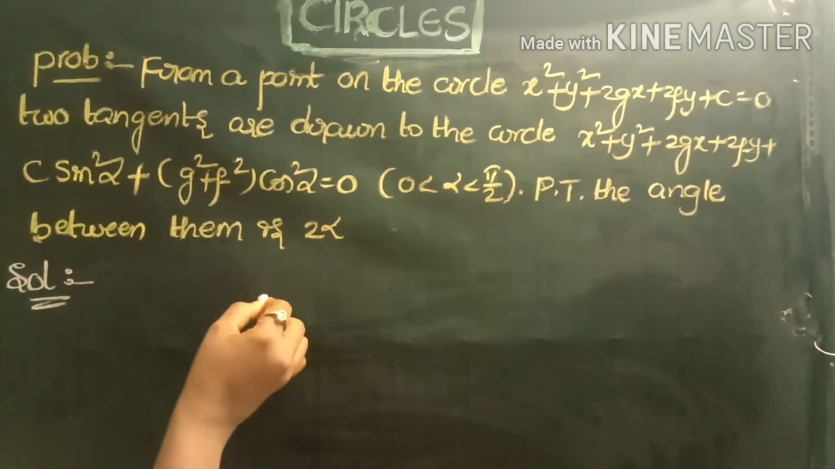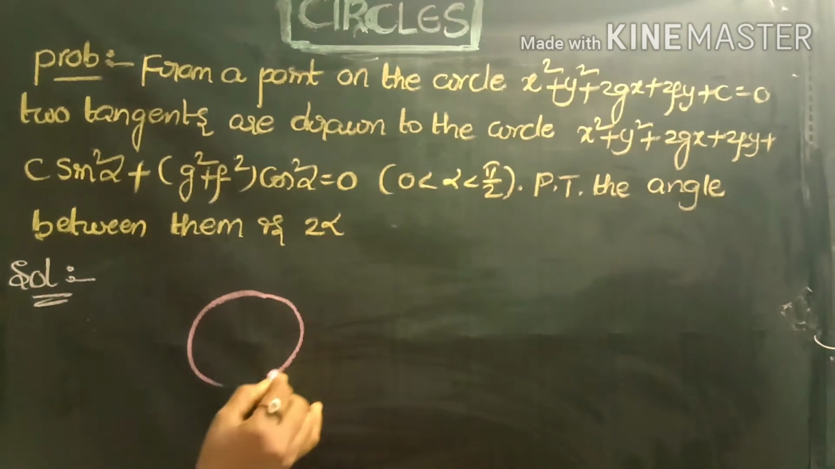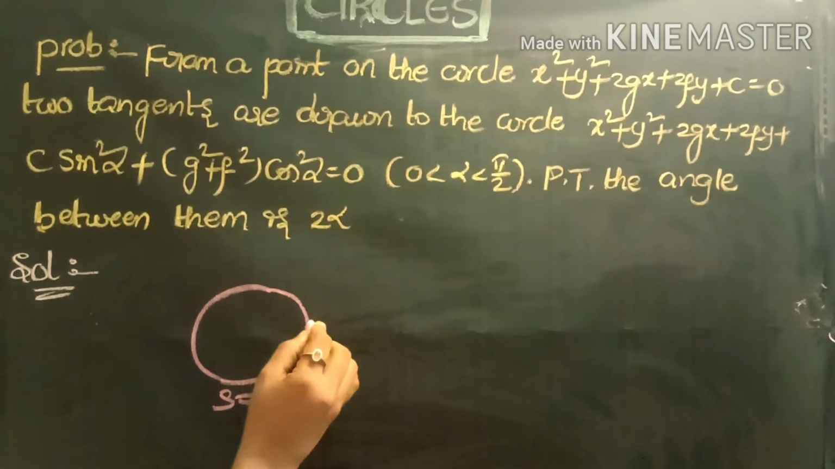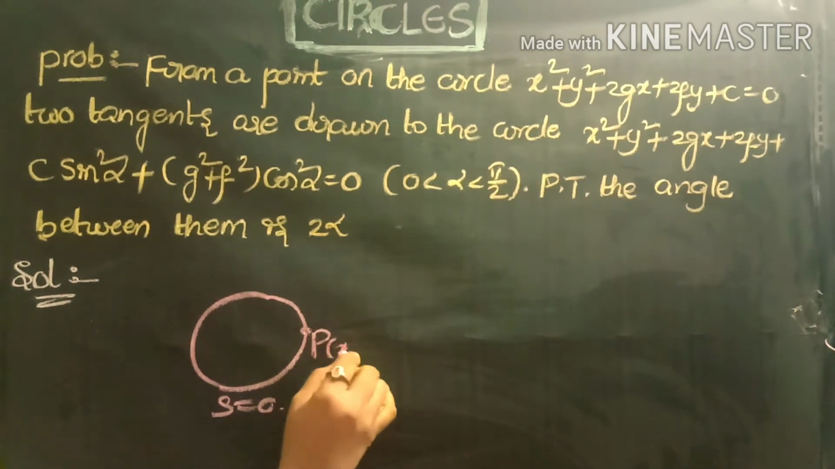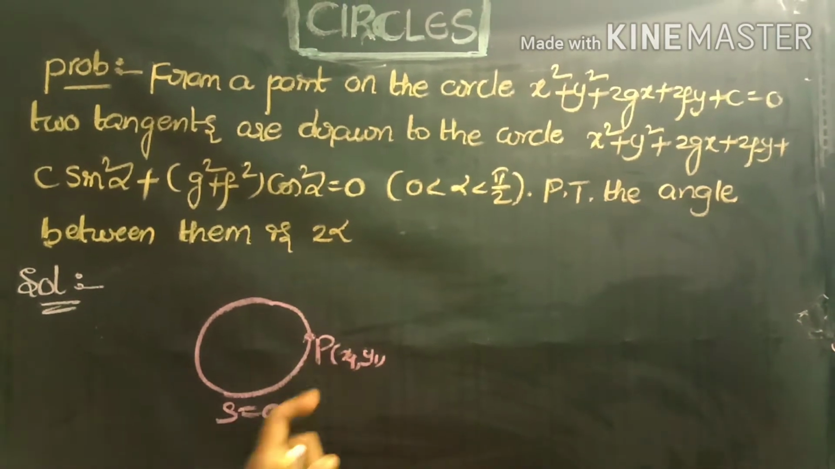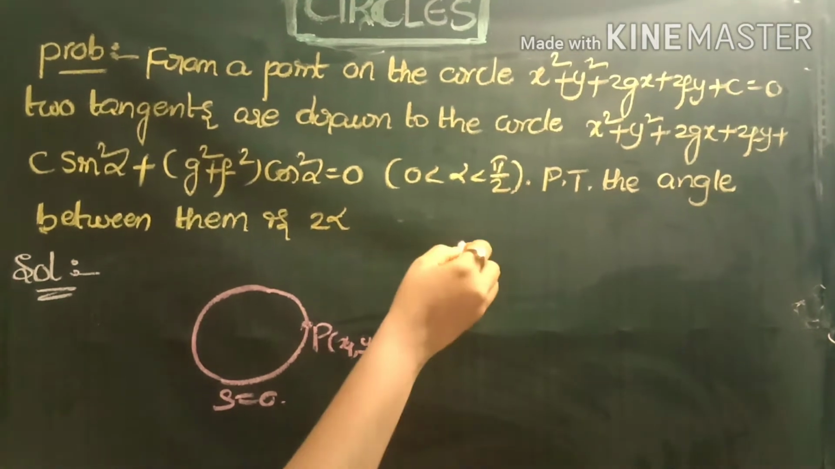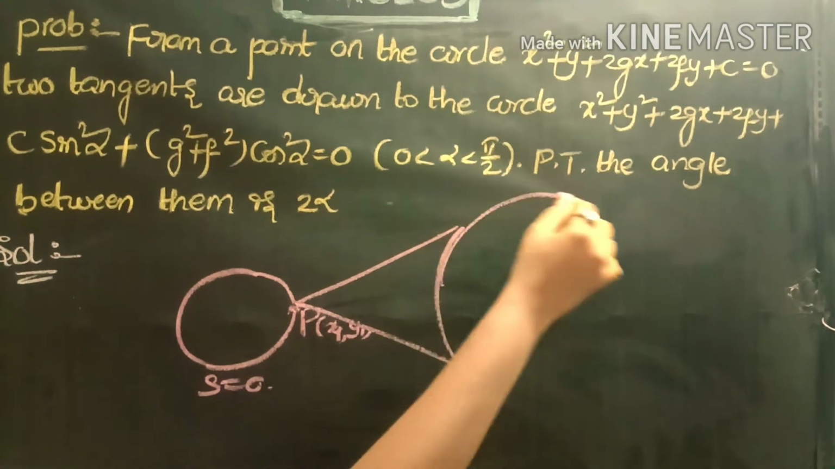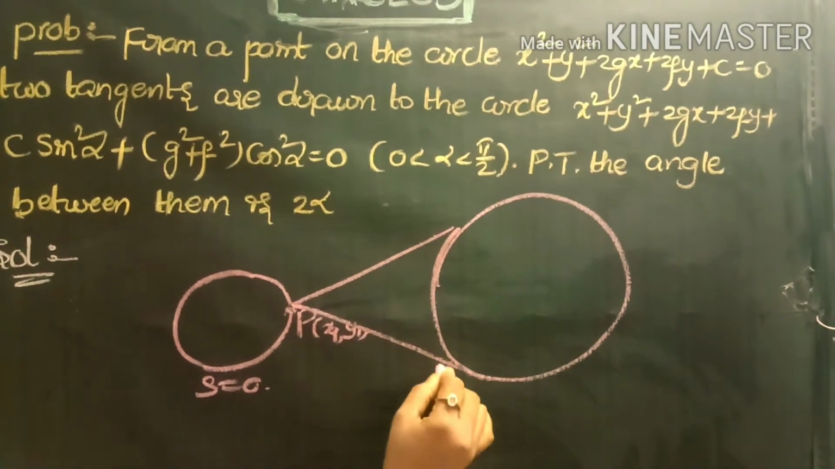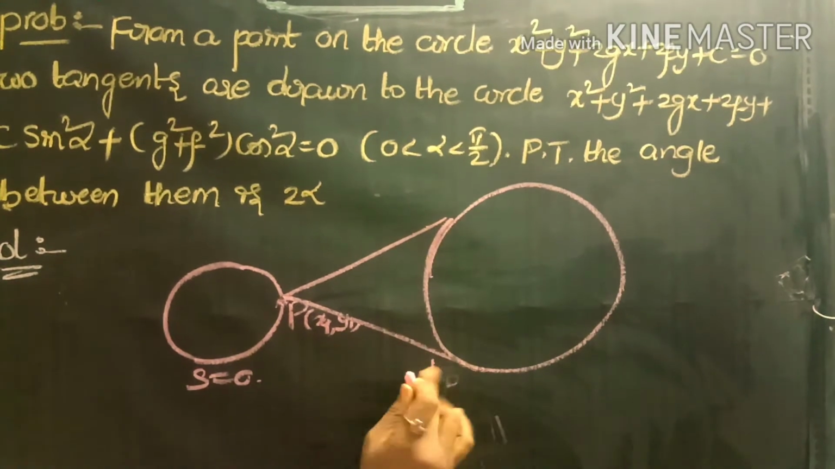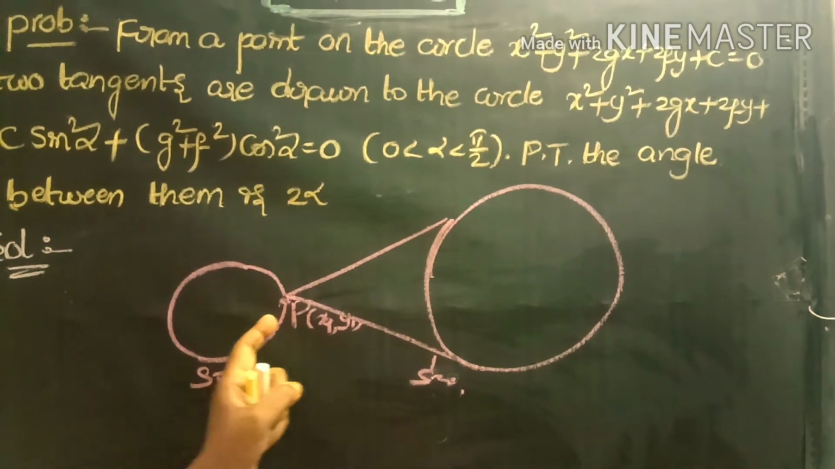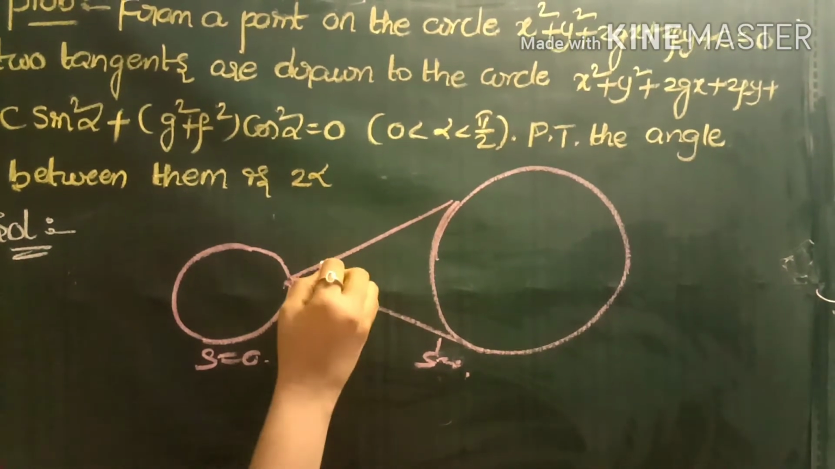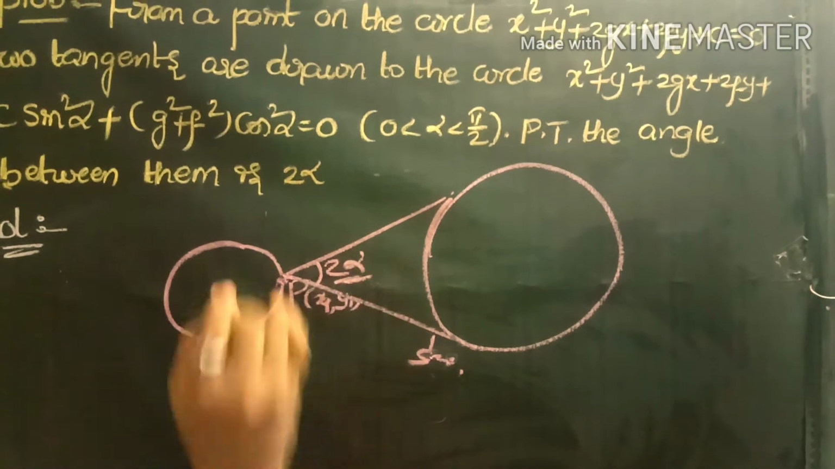That is, from a point on the circle, here one circle is given. This is the first circle, S = 0, the equation of the circle in standard form. From a point on this circle, we take one point P(x1, y1). Now, from this point, two tangents are drawn to the second circle, whose equation we take as S' = 0. We want to show that the angle between these two tangents is equal to 2α. This is the given question.